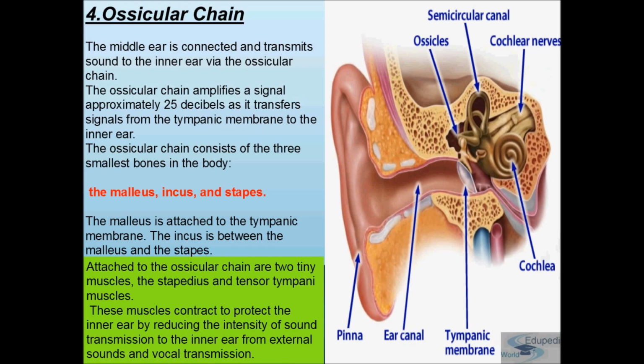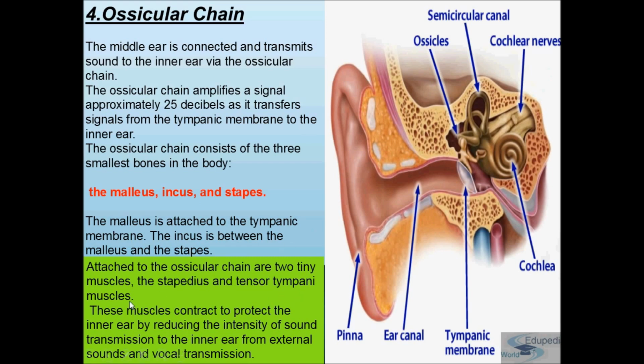And there are two muscles which are found attached to these bones. Attached to the ossicular chains, there are two tiny muscles. Stapedius. Stapedius is a muscle which is connected with the stapes bone. This is the stapes bone. And the second muscle is your tensor tympani muscle.